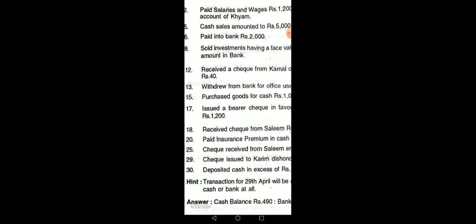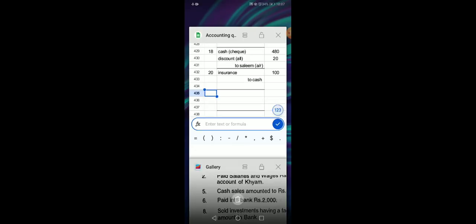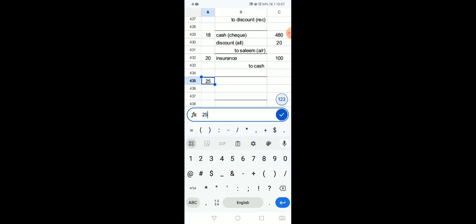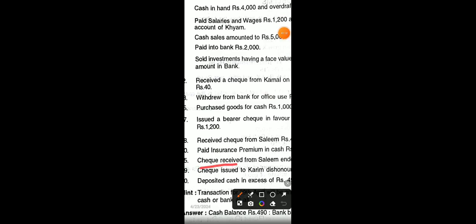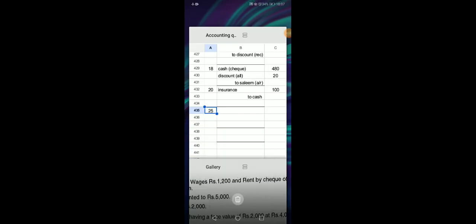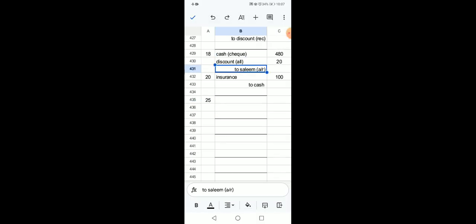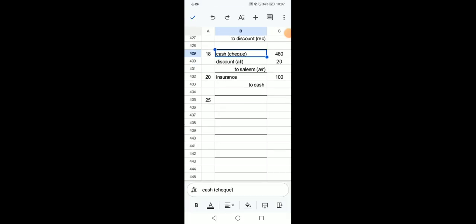Let's see what is next for us after 20. It's 25. So you will write 25 in date column. Okay, let's see what 25 is saying. Check received from Salim, endorsed to Kareem. So let's go to the entry of Salim. We have received this check from Salim and we are endorsing this check to someone else. To whom have we endorsed this check? The person's name is Kareem.